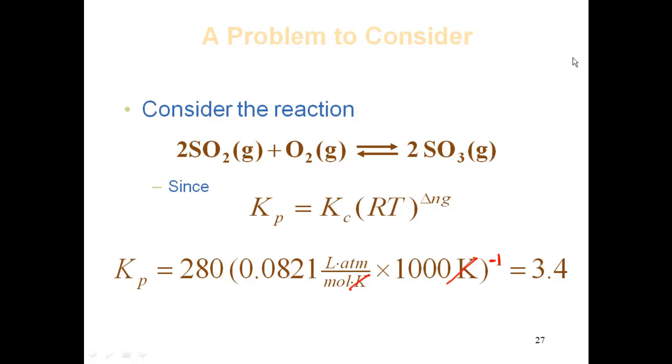Recall that it is this whole expression that goes to that -1 power. So it's 0.0821 times 1,000, and that is to the -1. Make sure you know how to use your calculator to make that happen. Times my 280, which then gets me my Kp to be 3.4. Notice Kc and Kp are totally different numeric numbers. So that would be the number that I would use for my Kp, and then plug in my atmospheres and move on with my problem.